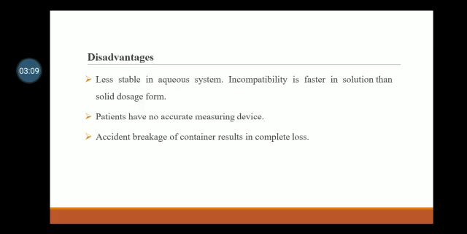Then disadvantages of liquid dosage forms: they are less stable in aqueous systems. Incompatibility is faster in solution than in solid dosage forms, so they can be incompatible. Then patients have no accurate measuring device. A device is given for 5 ml, 2 ml, but accuracy is not maintained by the patient. Then accidental breakage of the container results in complete loss.